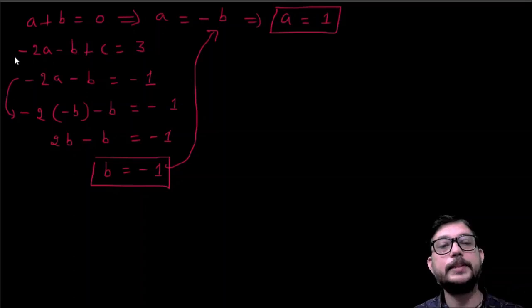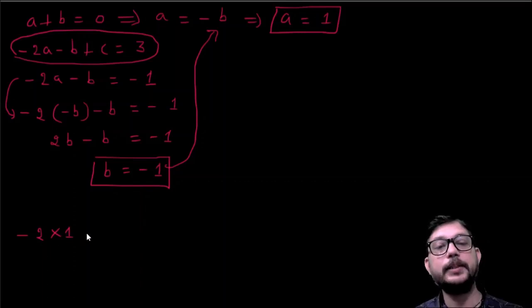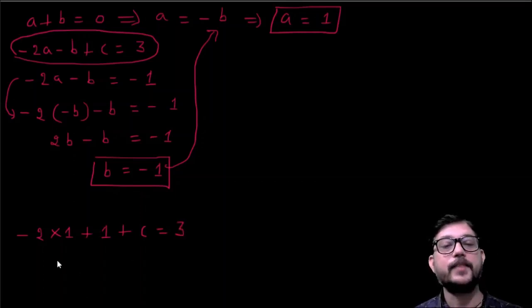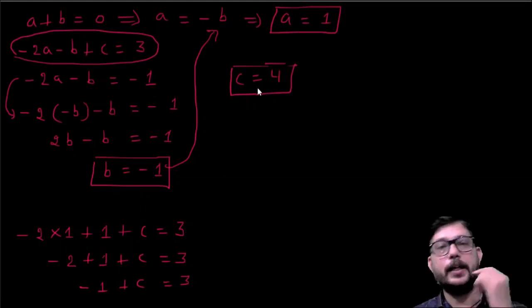Now with the help of the second equation, we write minus 2 times the value of a, that is 1, minus b, so it will become plus 1, plus c, and that will be equal to 3. So it will be minus 2 plus 1 plus c equal to 3. It will be minus 1 plus c equal to 3. So the value of c is 4. So we have a equal to 1, b equal to minus 1, c equal to 4.